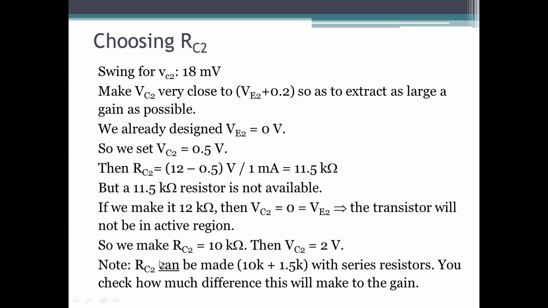Of course, we can make RC2 11.5 by connecting two resistors in series, a 10K and a 1.5K. It's easy to do. Putting resistors in series is not a big deal. But I leave it to you to calculate how much difference this makes to the gain of the second stage. Just calculate the gain for an RC2 of 11.5K and an RC2 of 10K. Homework. For now, we'll keep it as 10K.